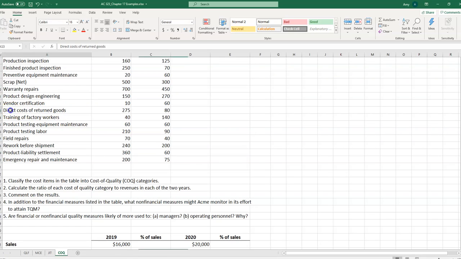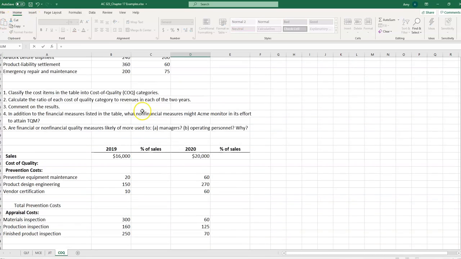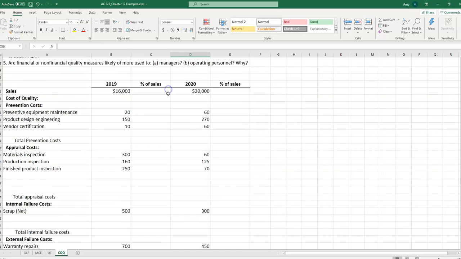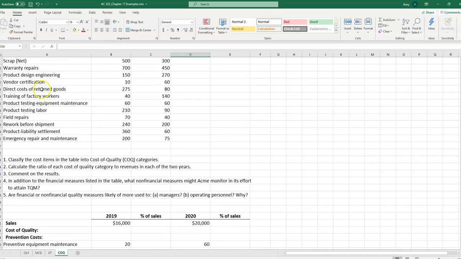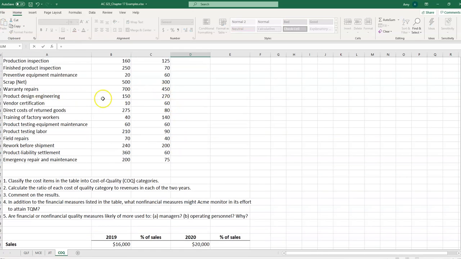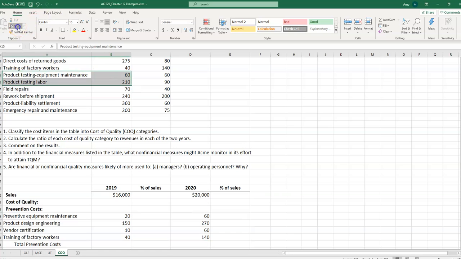Returned goods, this is an external failure because that means our customers have the product and they're returning it because they're dissatisfied with it. And training of factory workers is prevention. Product testing is appraisal.